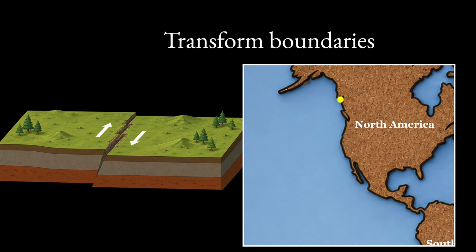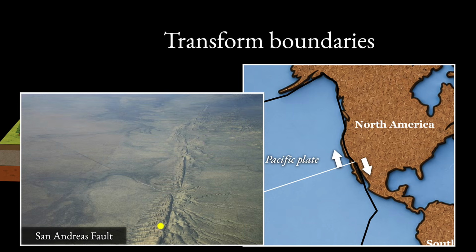A cool example of this is on the west coast of North America. See, the entire North America does not lie on a single plate. A small sliver of it lies on the Pacific plate. So San Francisco, for example, lies on the North American plate, but Los Angeles, for example, lies on the Pacific plate. And these two plates are moving parallel to each other, producing a transform boundary. So you can expect the Earth to fracture along this boundary, which we call faults. A famous one is the San Andreas Fault.